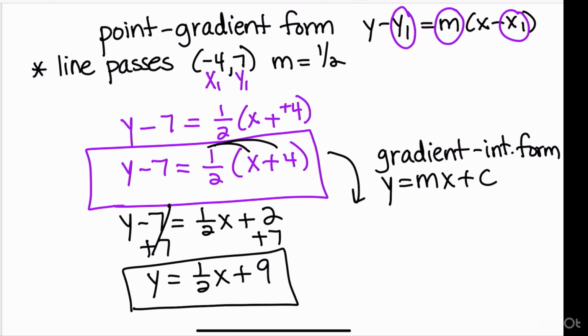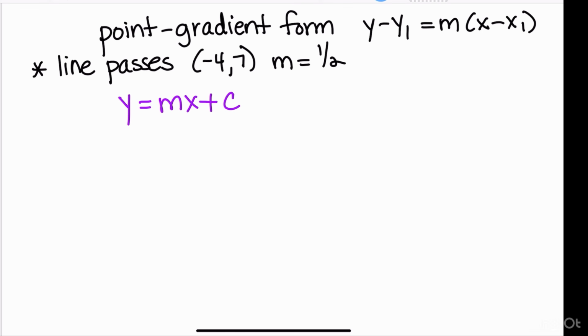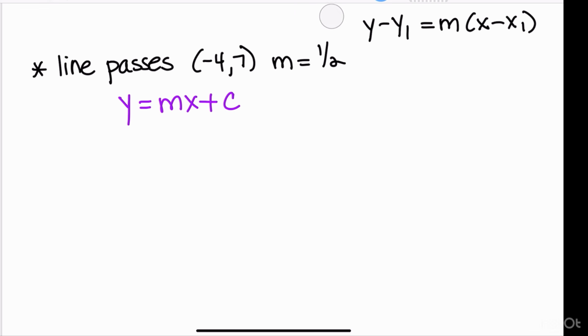Add 7 to both sides. You get y equals 1/2 x plus 9. So this would be your answer in what's called gradient intercept form. However, had the question on the quiz or the exam not asked you for a particular form, they would have accepted the point slope form answer as your final answer. Some students prefer to go straight into y equals mx plus c form, and that is perfectly fine.